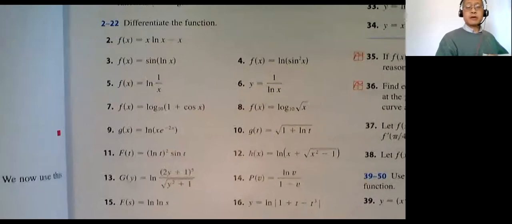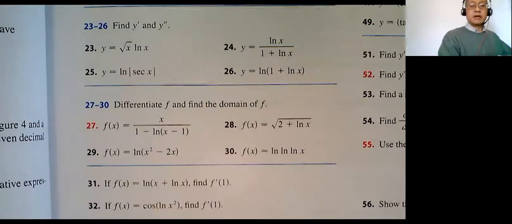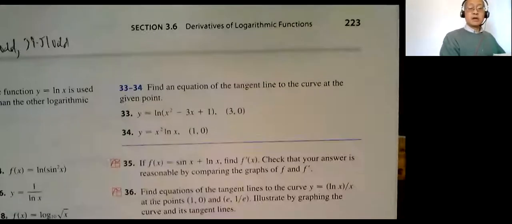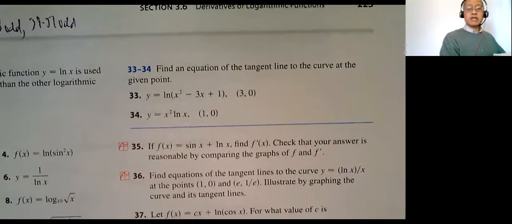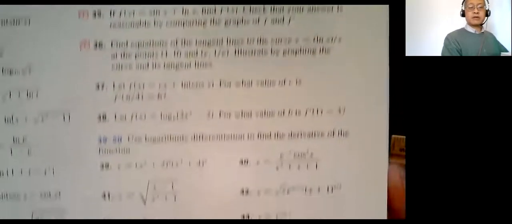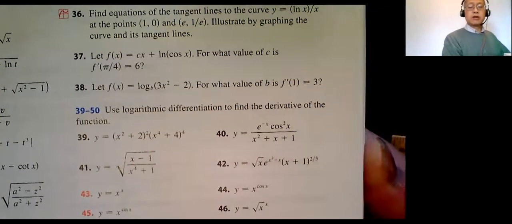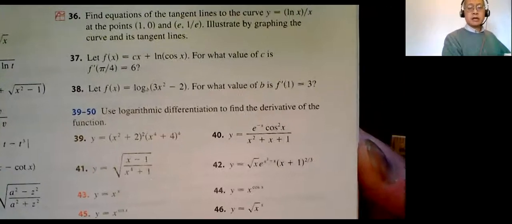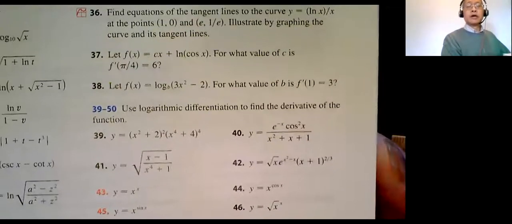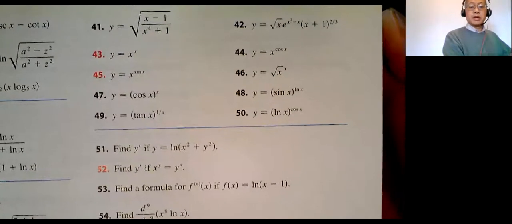Page 223. For the benefit of those of you that don't have the book, there's that theme again, find an equation of the tangent to the curve. Anything with that graphing calculator icon, skip, like 35, 36. See where it says 39 to 50, use logarithmic differentiation. When I showed you the derivative of x to the n, I was doing logarithmic differentiation, and I'll show you how to do those kinds of problems too, hopefully.